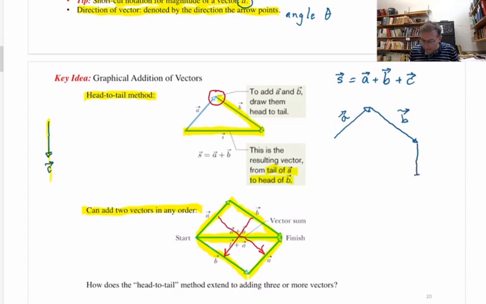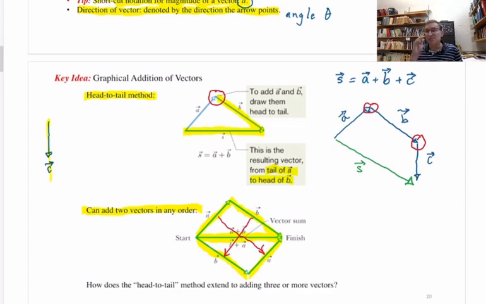Like that. All right? Note then that B and C are head to tail, and A and B are head to tail. So it's just one after the other, like a sequence. And now the rule for getting the sum graphically is you go from the tail of the first, in this case, to the head of the third one, the last one, like that. That's S arrow. From the tail of the first to the head of the last. This way you could add any number of vectors graphically. 3, 4, 5, however many.